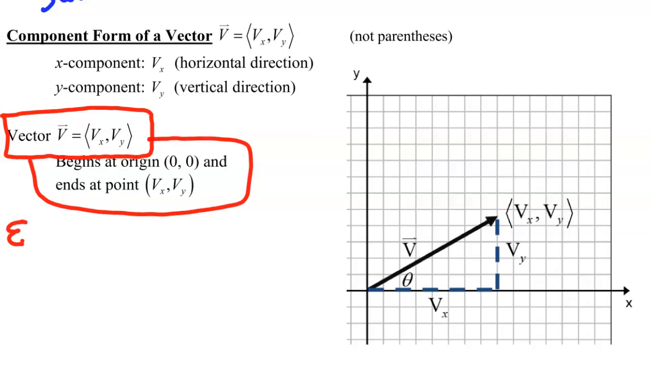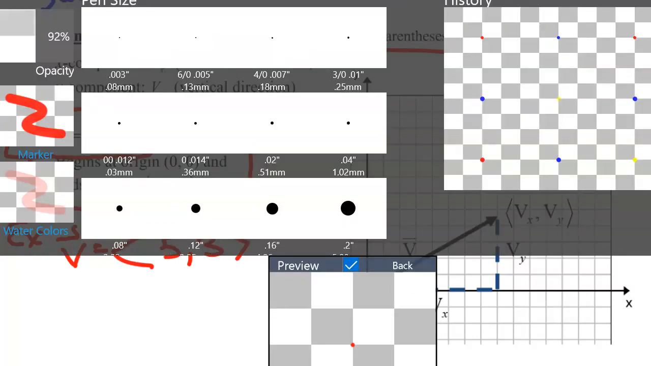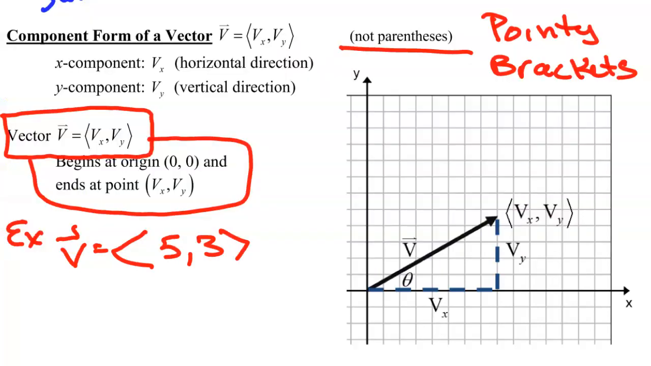As an example, vector v could equal <5, 3>. Notice, these are not parentheses. These are pointy brackets. Whenever I use my pointy brackets, these are for vectors. That's what it means. I use parentheses for ordered pairs. I use pointy brackets for vectors.